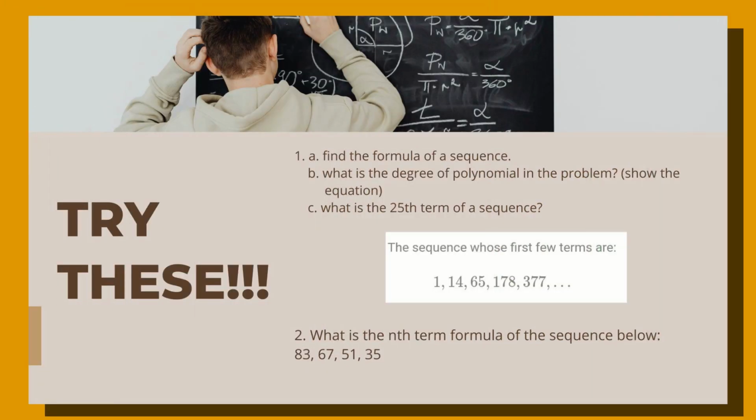Now try these problems by yourself. Write your answers and solutions on a piece of paper.